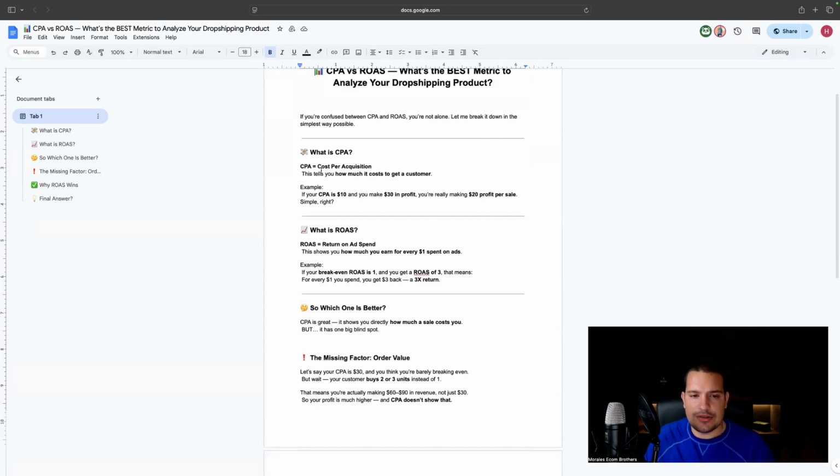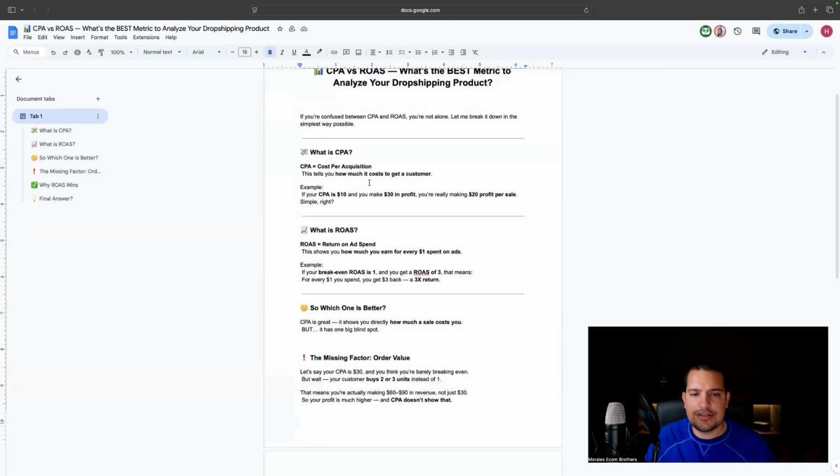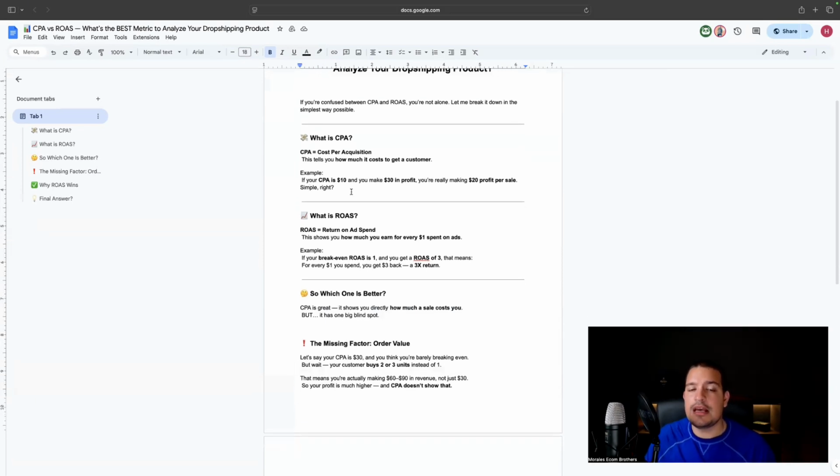So what is CPA? CPA equals cost per acquisition. This tells you how much it costs to get a customer. Example, if your CPA is $10 and you make $30 profit, you're really making $20 profit per sale. Simple, right? Basically, it's just how much it costs you to acquire a client. That's what it really is.